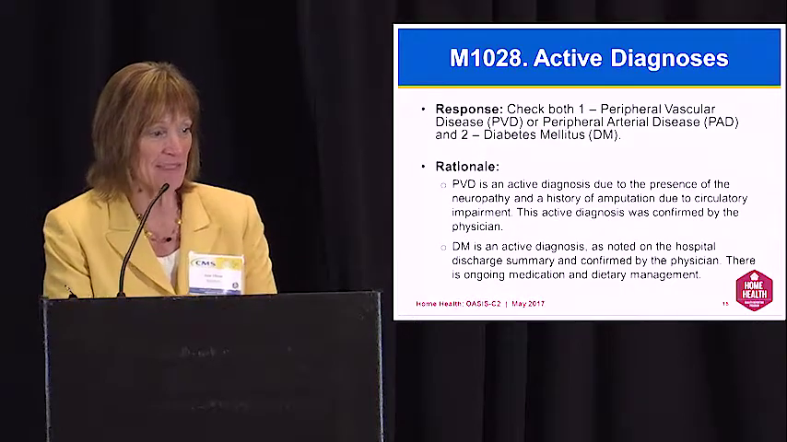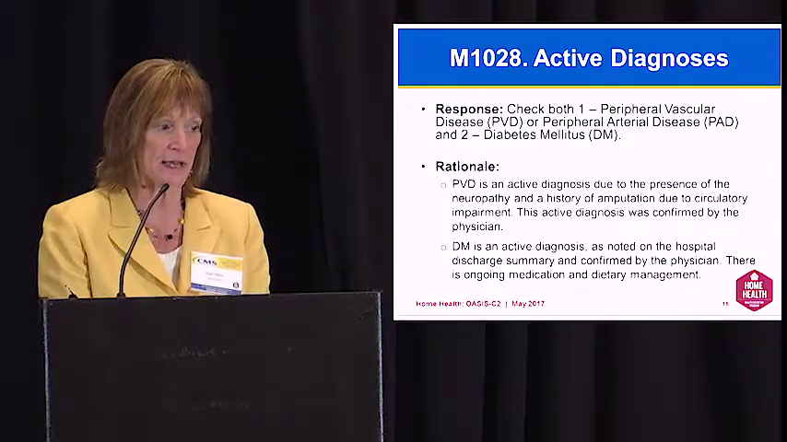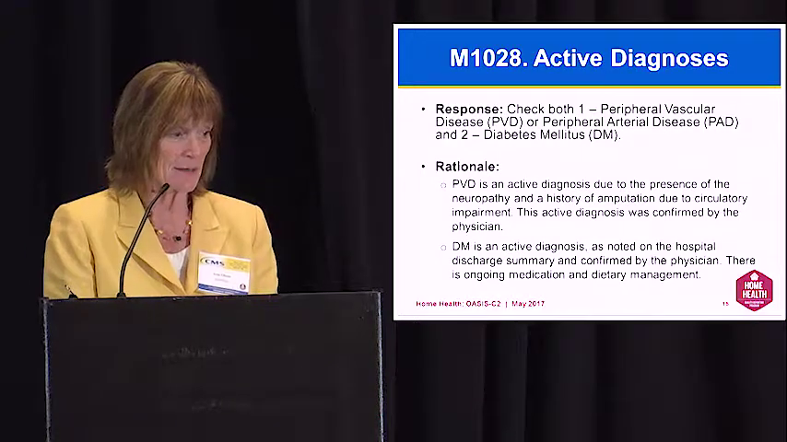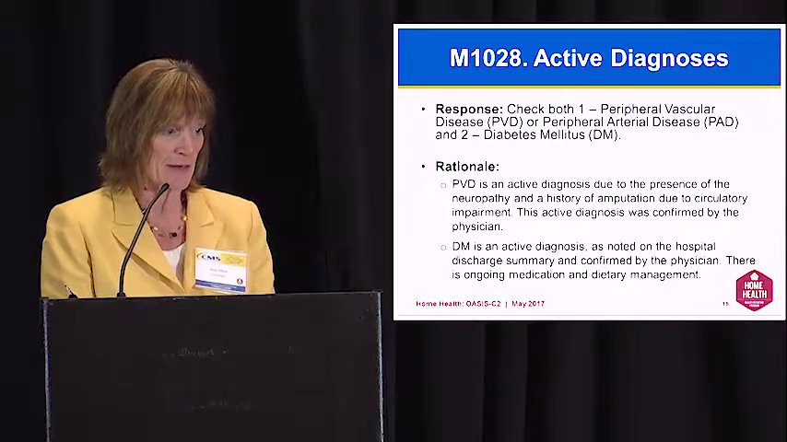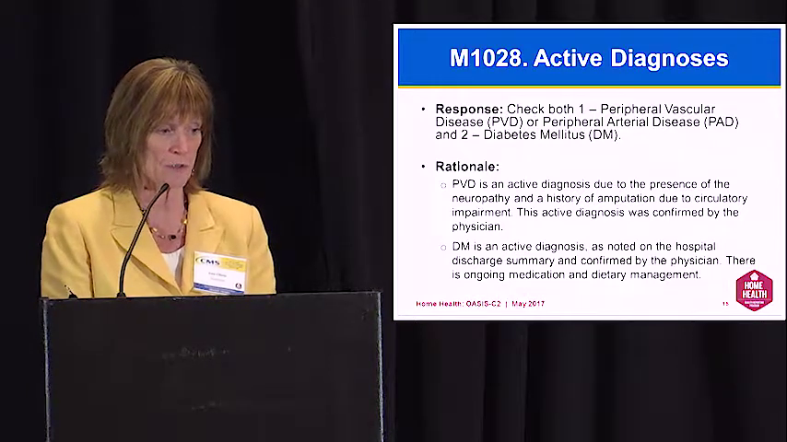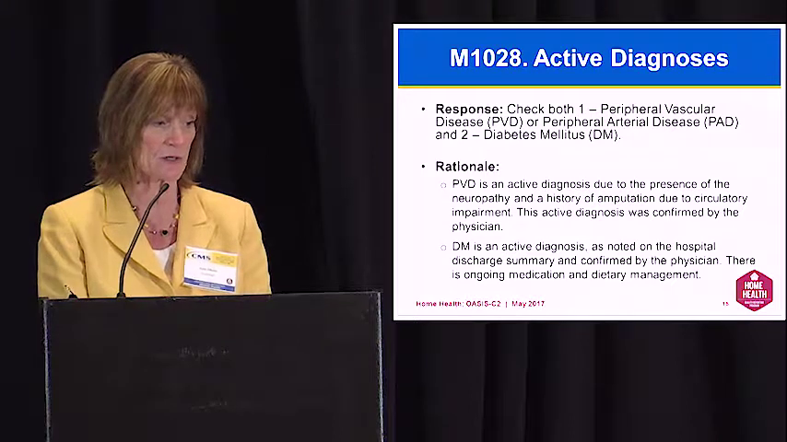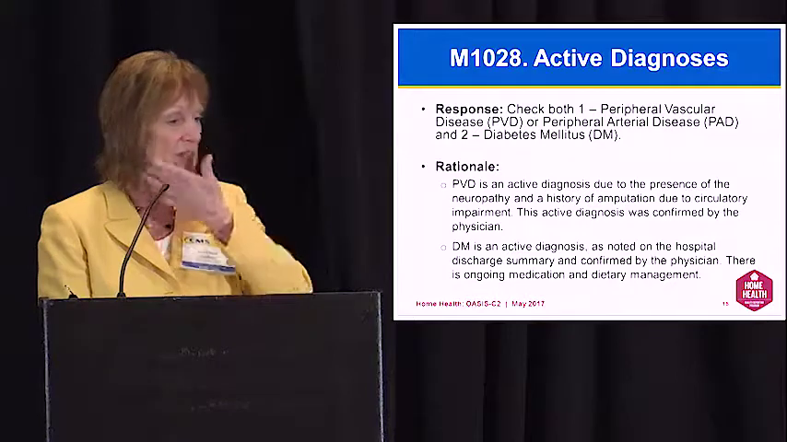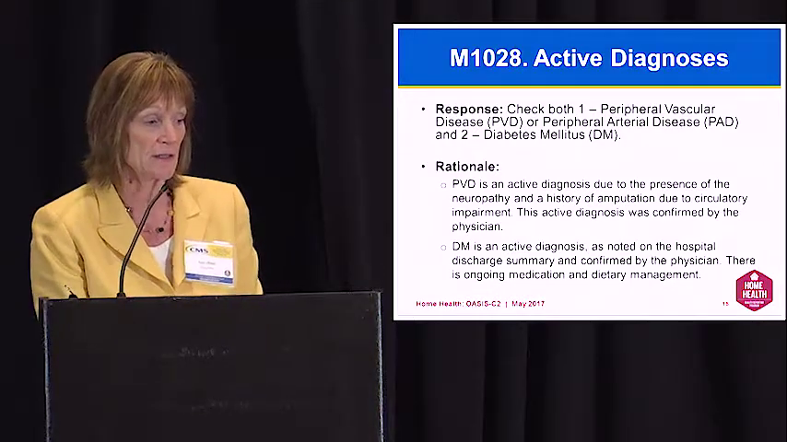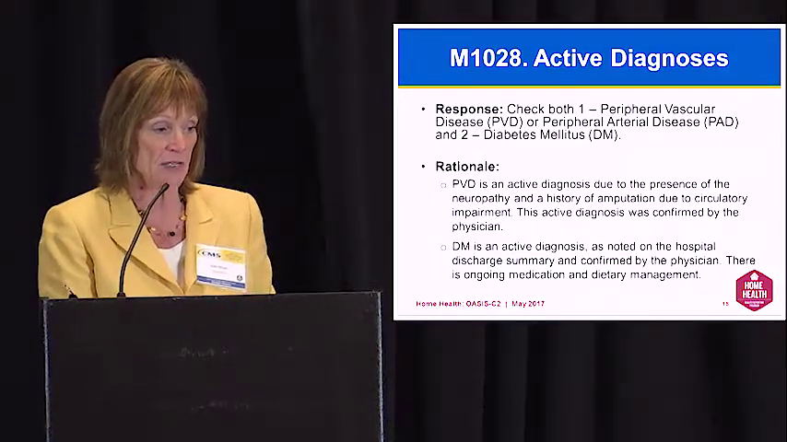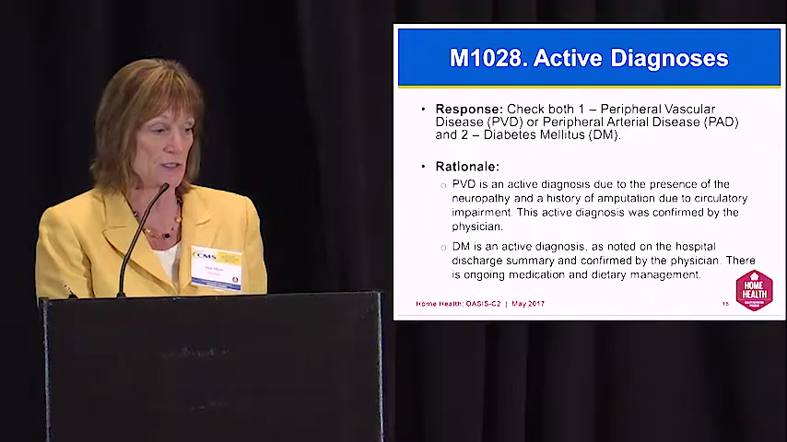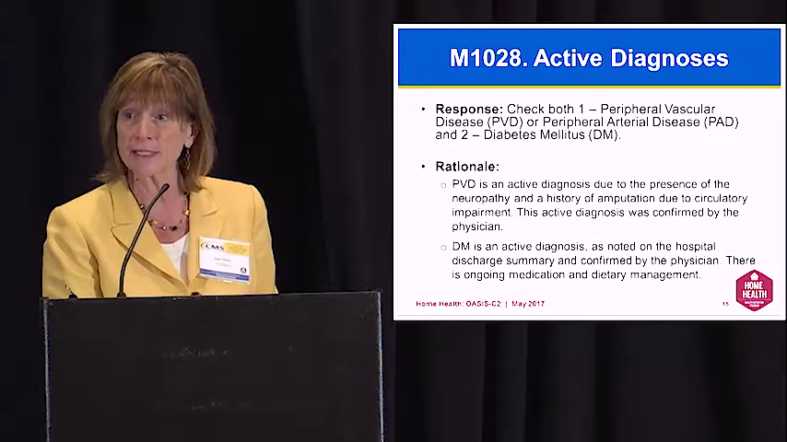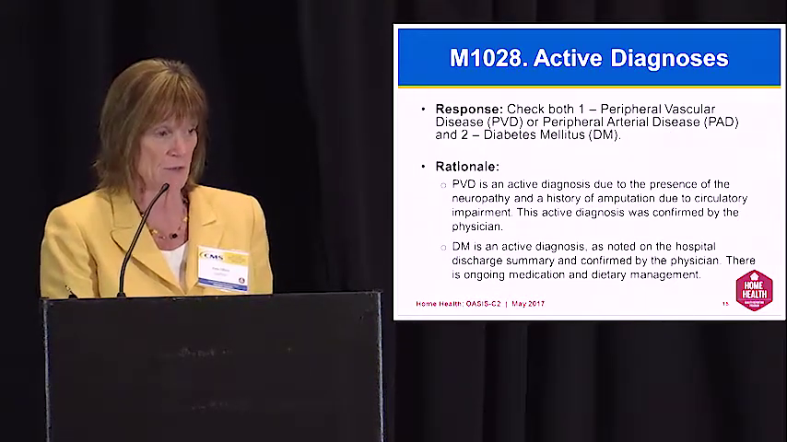Okay. And the active diagnosis, the rationale on that was that poor Mr. B had both peripheral vascular disease and PAD and diabetes. So the PVD was an active diagnosis due to the presence of neuropathy and the history of the amputation due to circulatory issues. And then this active diagnosis was confirmed by the physician. And diabetes is an active diagnosis as noted on the hospital discharge summary and confirmed by the physician. And there's ongoing medication and dietary management for that diagnosis.